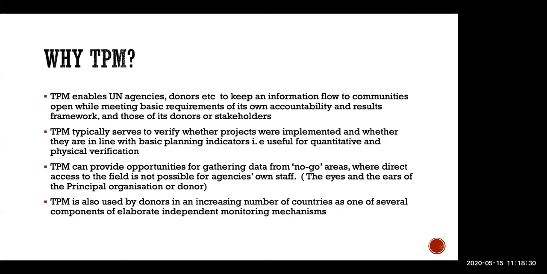TPM can provide opportunities for gathering data from no-go areas where direct access to the field is not possible for agency staff. So for those who have worked with the UN, you can understand that sometimes to go to the field, you need clearance from the UNDSS, the United Nations Department of Security Services. They would tell you that you can't travel to this place because there's fighting, or because maybe there's a natural hazard. So TPM can enable a third-party monitor to send its staff there, where the donor agency or a particular organization's staff members cannot go, and they can still collect the required data for monitoring.